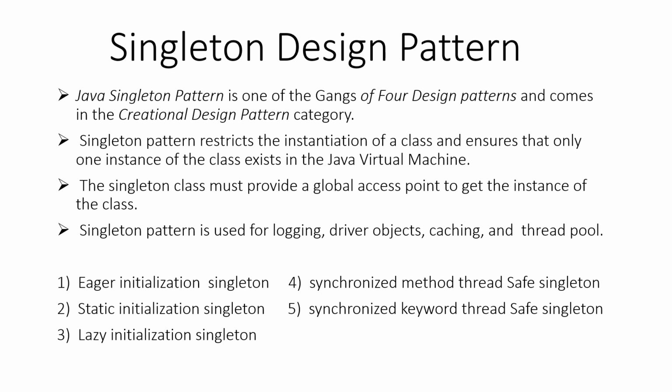And there are five ways we can create a singleton class. The first one is eager initialization, the second is static initialization, the third is lazy initialization, the fourth is thread-safe singleton using a synchronized method, and the fifth is thread-safe singleton using the synchronized keyword. So let's see all these types of creation in IntelliJ, code-wise, to get a better understanding.